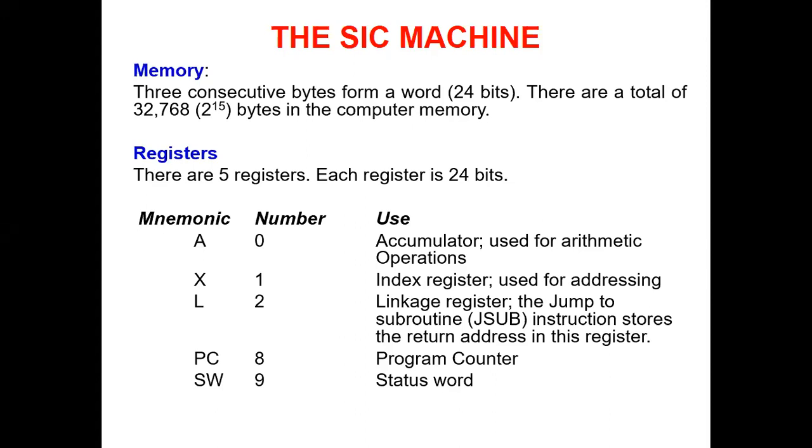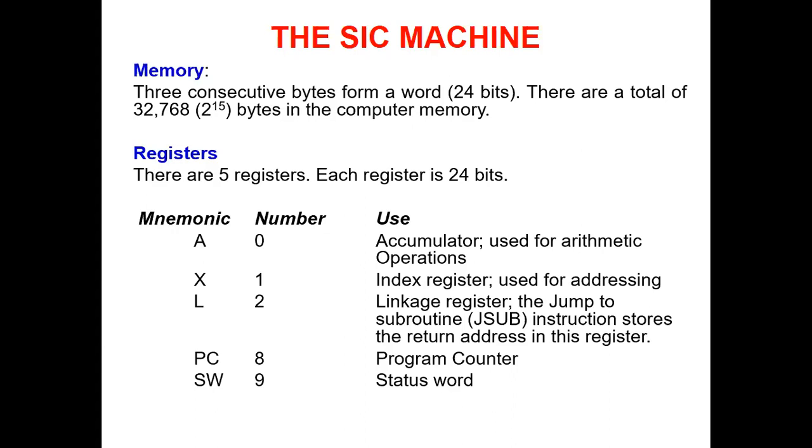Remember the Intel 8085? We had many registers. Remember we had those 4 registers which we find in the control unit: the program counter, the instruction register, the processor status word, and the stack pointer. Then we also had 6 general purpose registers: register B, register C, register D, register E, register H, and register L. Now, this one has only a total of 5 registers.